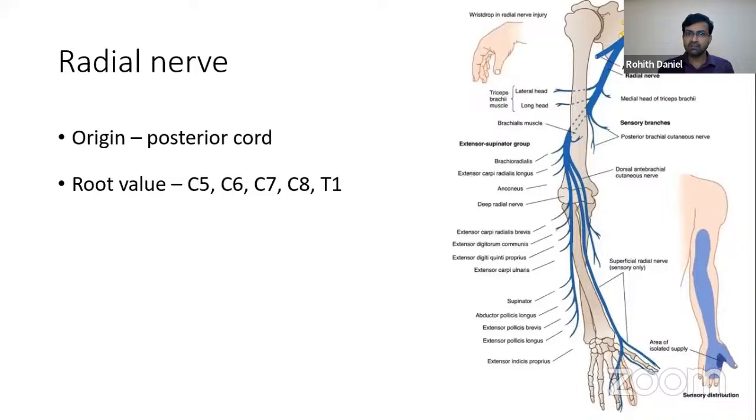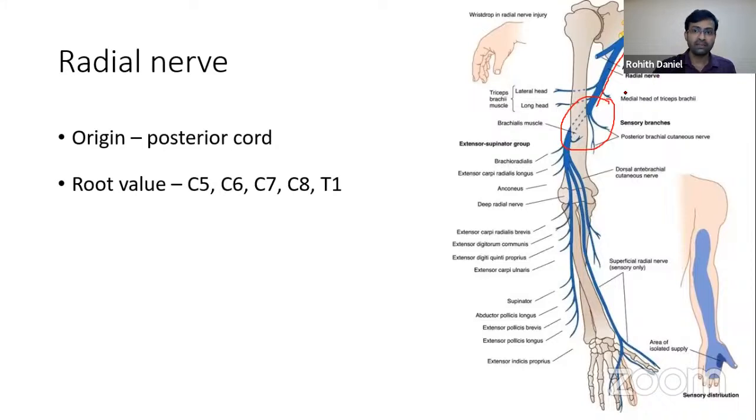So this is a very simple thing. I think most of you would have already learned this. The course of the radial nerve, isn't it? Where does the radial nerve start? It starts at the posterior cord, descends down like this, and it winds around this part of the humerus. What do you call this area? This is your spiral groove.